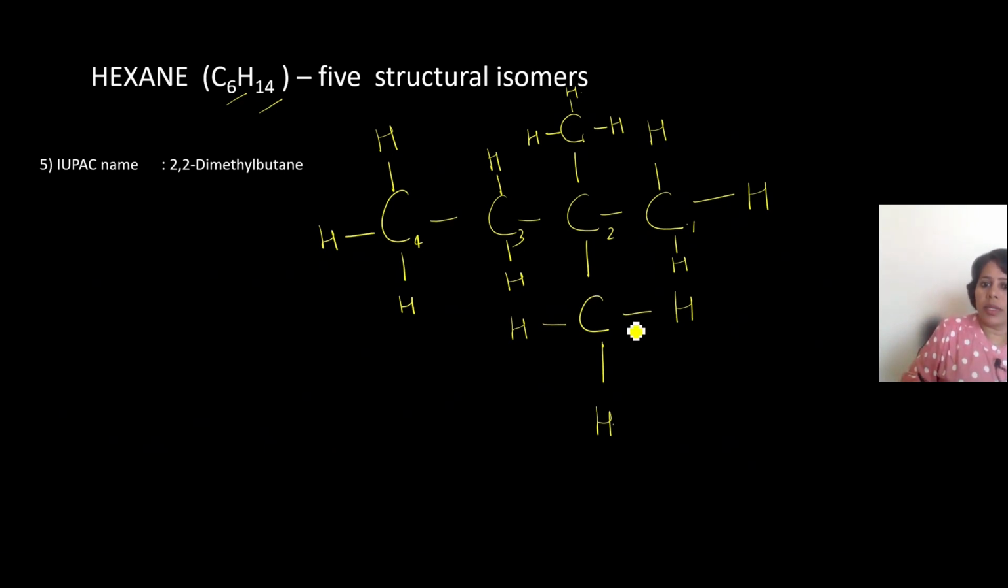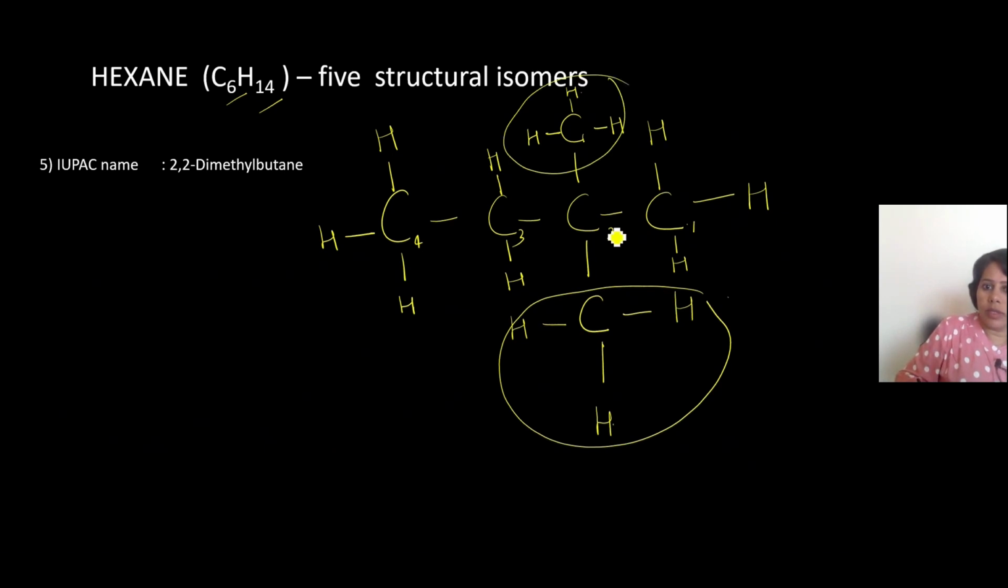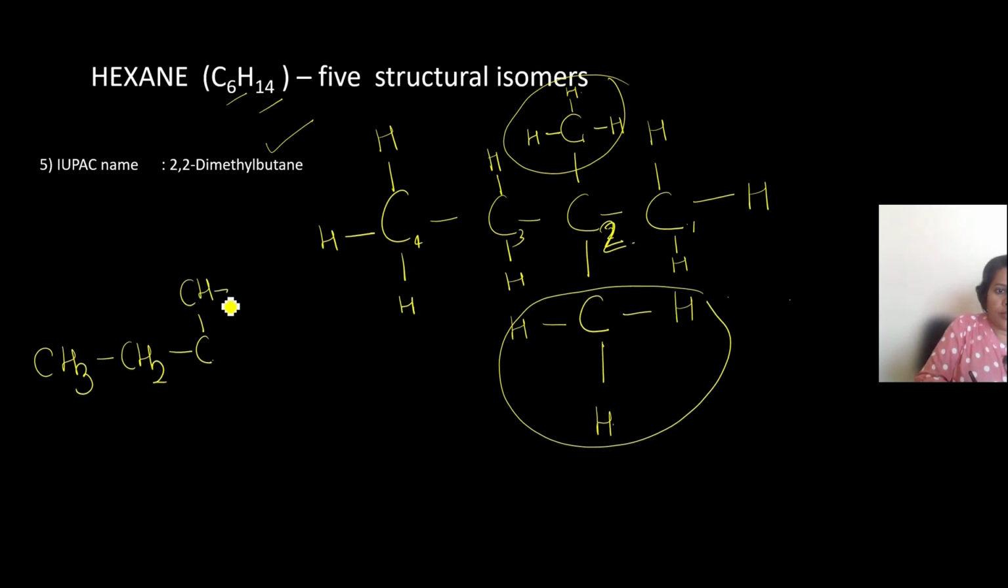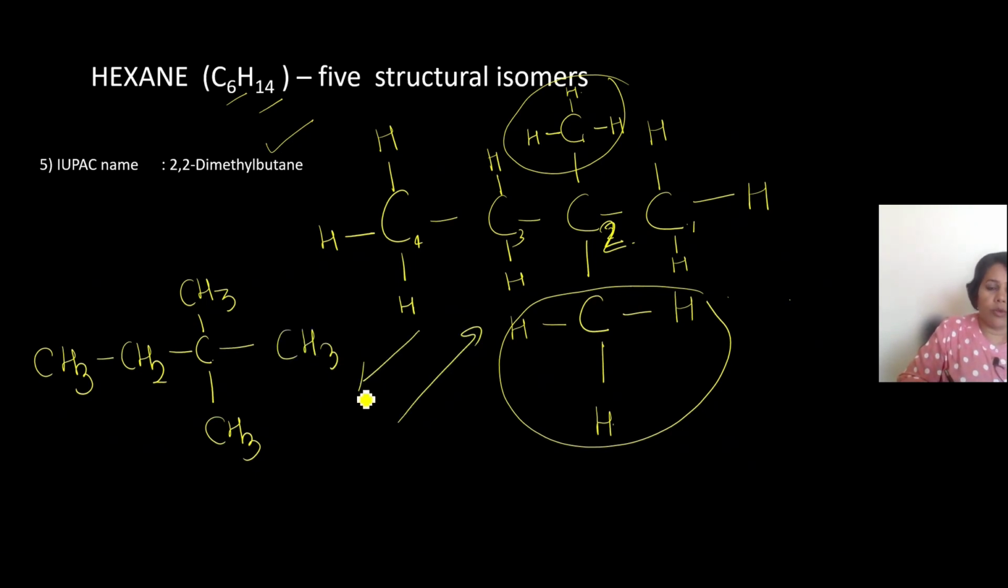So the name is, the methyl substituent groups are in the second carbon atom. In the second carbon atom. So the name of the compound is 2,2-dimethyl butane. So this is another isomer of the hexane. We can write it in another way also: CH3, CH2, C, CH3, CH3 and CH3. So both are same only. So this is one another isomer of hexane.